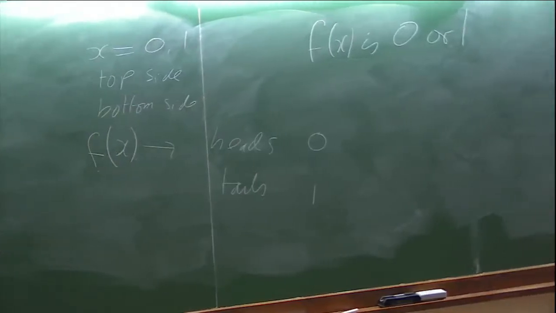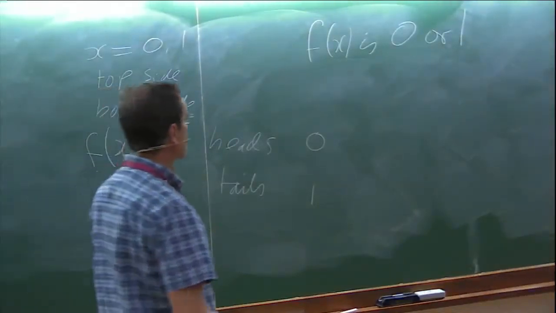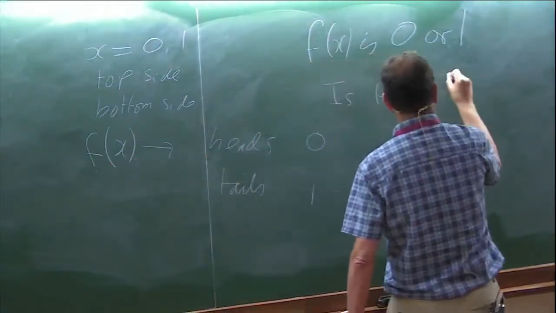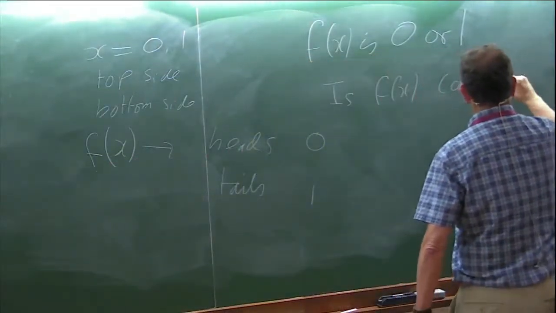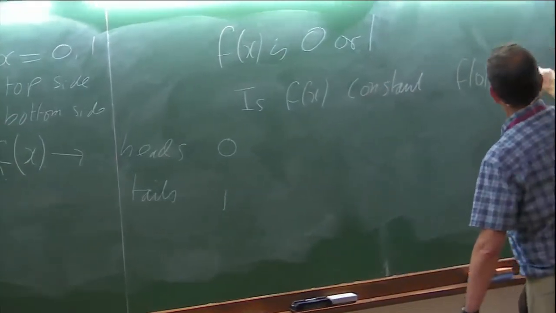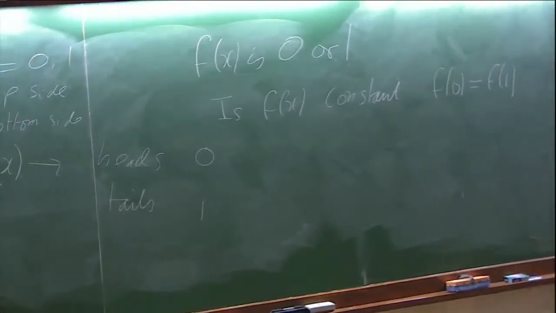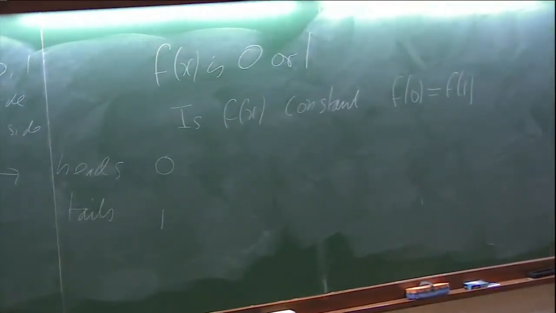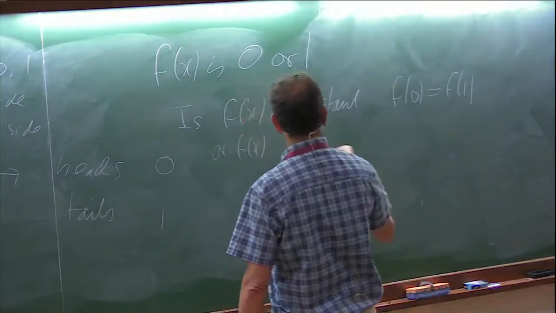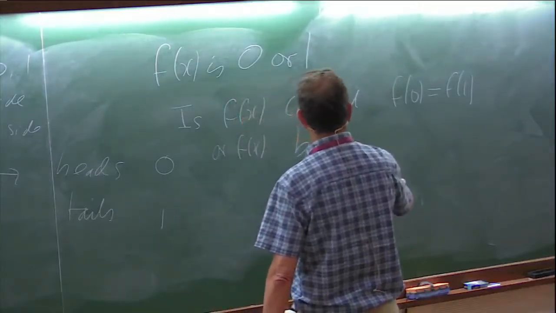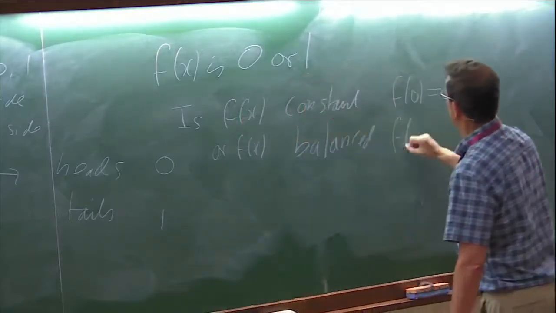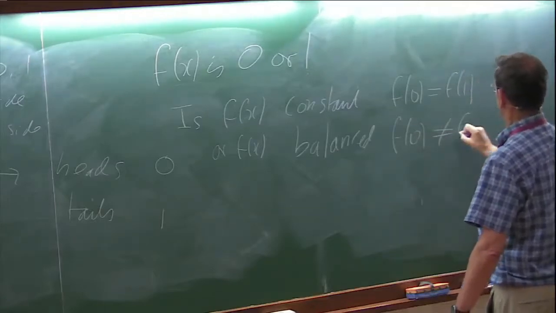So what we want to know then, in the language of mathematics rather than coin tossing, is: is f of x constant? That is to say, f of 0 equals f of 1. Both sides of the coin are the same. This is cheating. Or f of x is not constant, but the word balanced is often used. So f of 0 is different from f of 1.